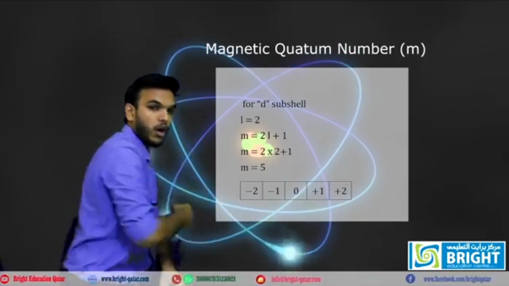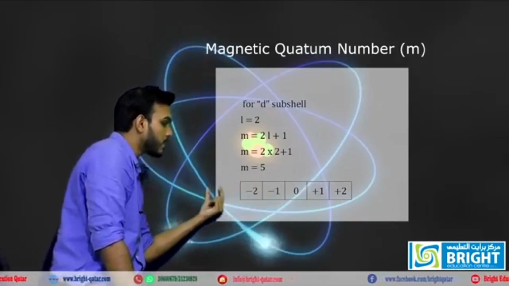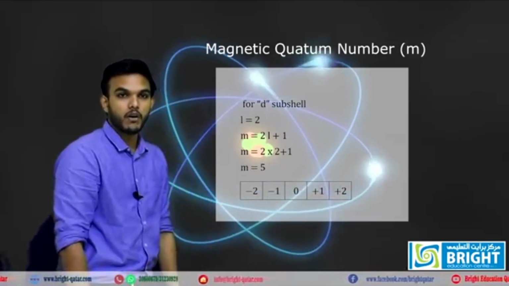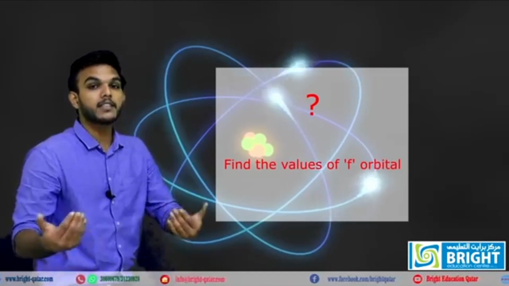Therefore it has 5 orbitals, the values are 0, minus 1, plus 1, minus 2, plus 2. These are the values for the d subshell, and you can also find the values for f. Take it as homework.